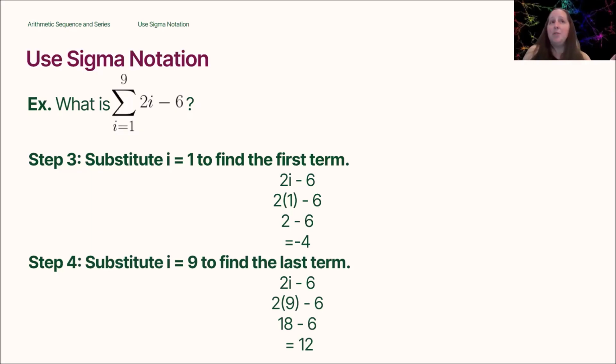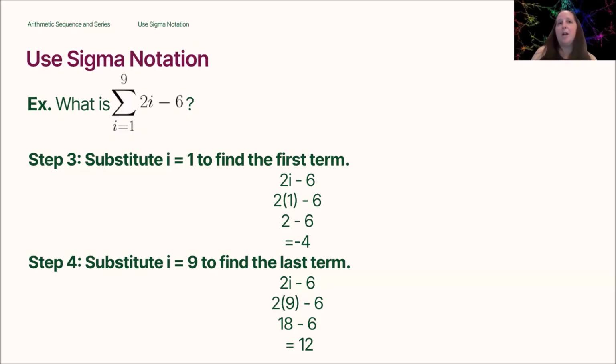I'm going to do the same thing with the top term on the sigma notation, which tells me how many terms are in my series. So my last term is the 9th term. So I substitute 9 in. 2 times 9 is 18. 18 minus 6 is 12. So I have my first term and I have my last term.